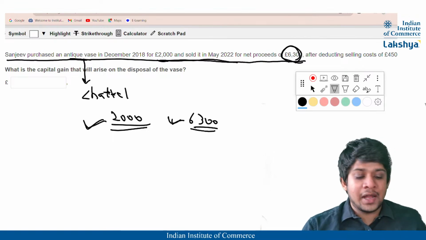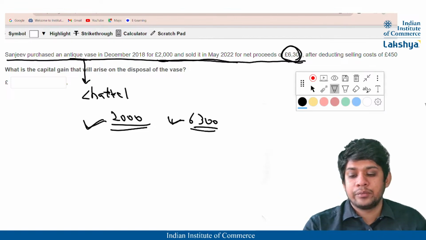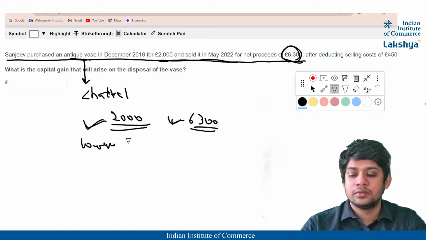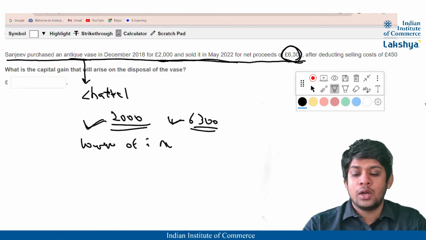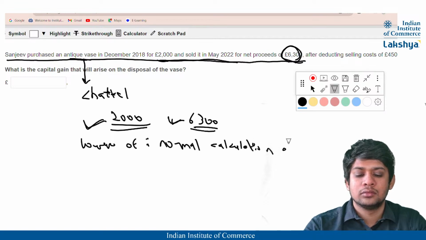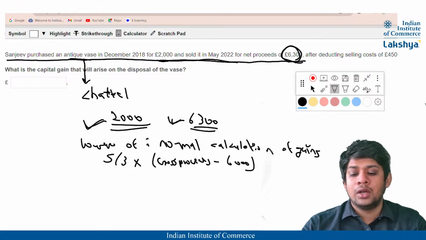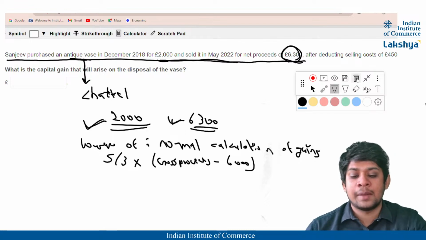Then a different rule will apply. I'll just mention here, the different rule will be the lower of the normal calculation of gains and 5 divided by 3 into gross proceeds minus 6,000. Always remember 5 divided by 3 into gross proceeds minus 6,000. This is the rule which is applicable.